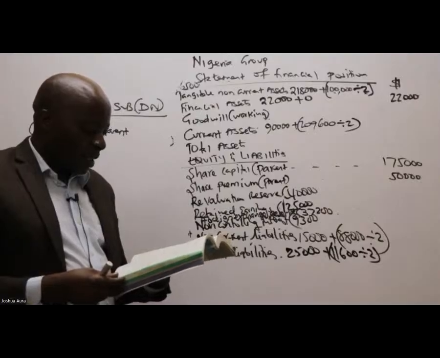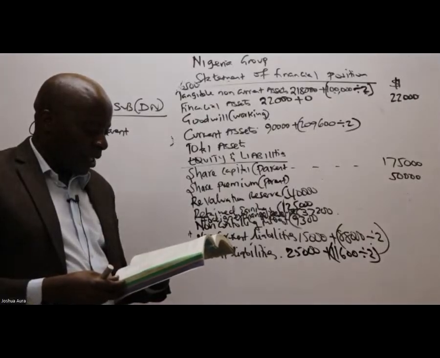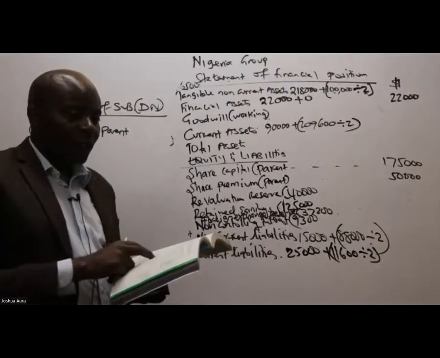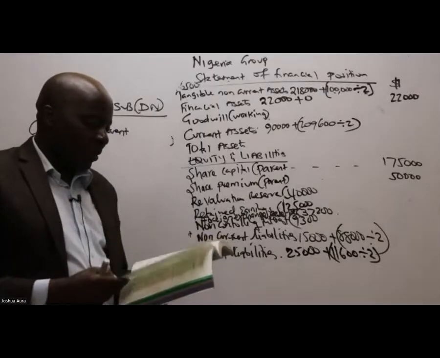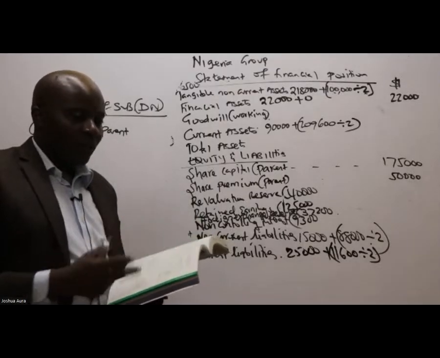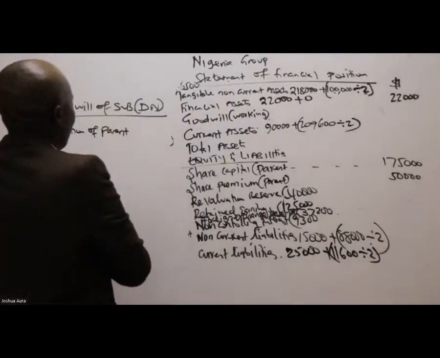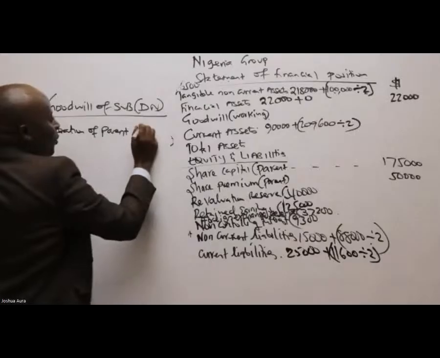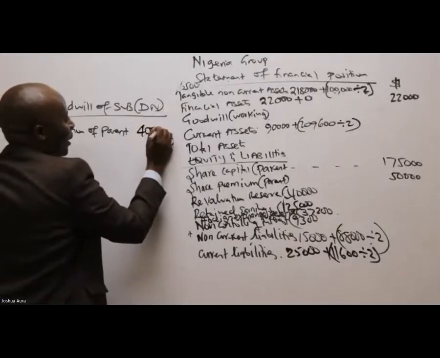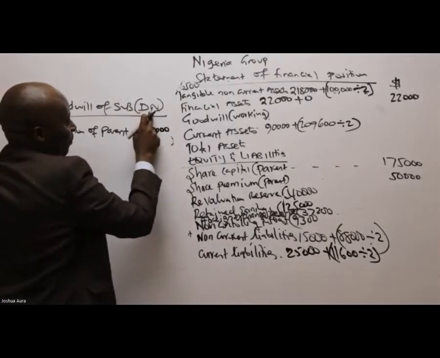Have you been given the parent? The parent in this case paid how much for the subsidiary? They're not talking to me. Perhaps they don't have the question. So Mary tells me the parent paid 400,000. The parent paid 400,000, and this has to be in terms of DNs.